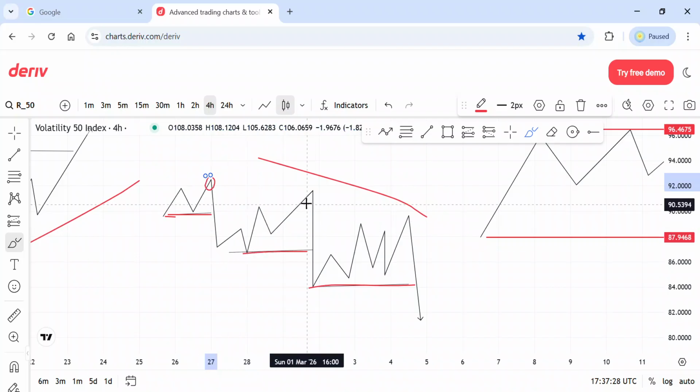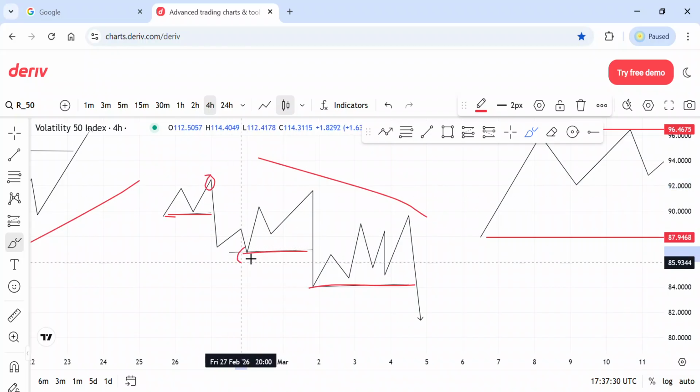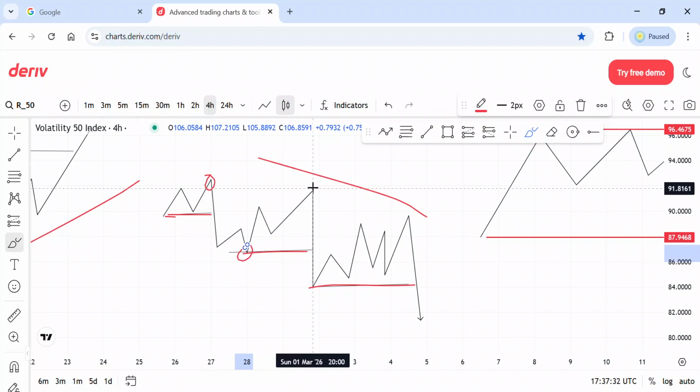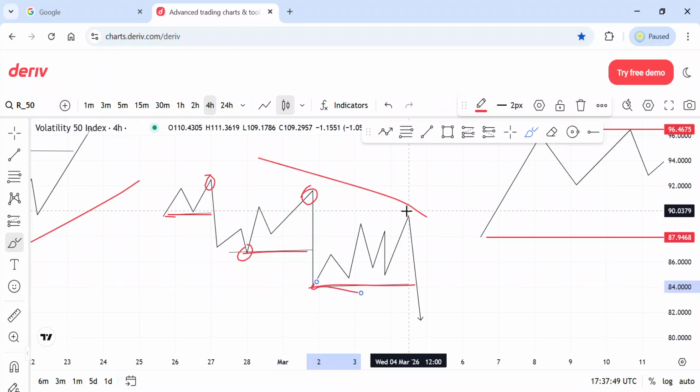After that, we have a pullback to the upside. The market broke this low again to the downside. Automatically, this major lower high here is our protected high, our major swing point that the market must not break into. Are you getting it? Now we have another one here. The market broke it again to the downside. This is also what?